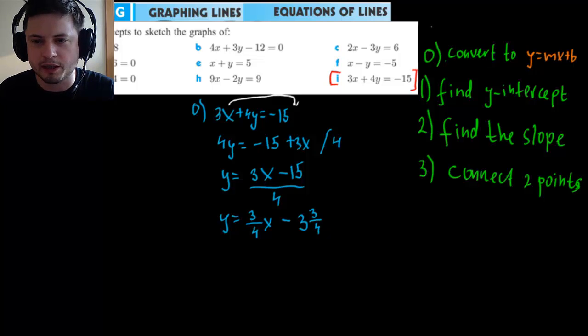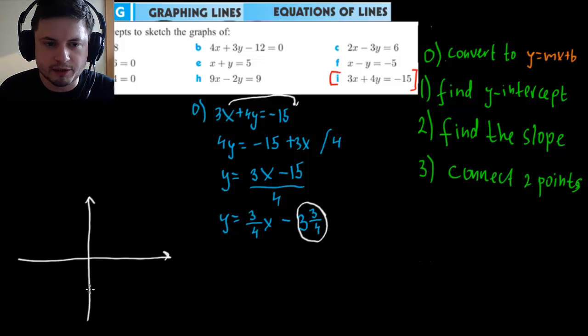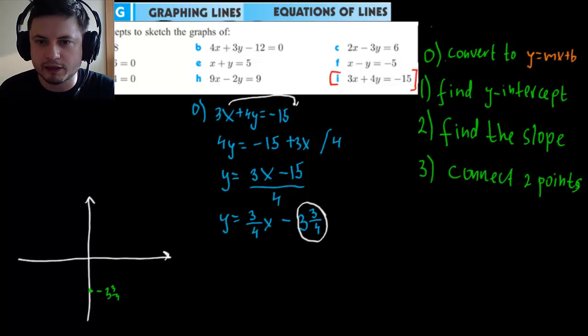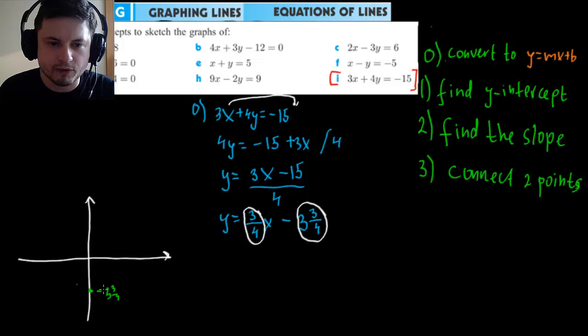Step 1, find y-intercept. It is right here. This is our y-intercept. So minus 3 3/4 will be somewhere approximately here. And second step, find the slope. Slope is, of course, 3/4. So for every 3 y's, we're going to be moving 4 x's, and this is a positive slope. So for every 3 y's, 1, 2, 3, approximately somewhere over here, we're going to be moving 4 x's. 1, 2, 3, 4. So we're going to put a point right in this vicinity.